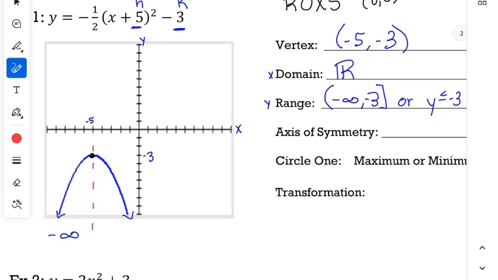Okay, axis of symmetry. Draw a dotted line going down the middle of that parabola, and label it the AOS. Axis of symmetry is x equals something. What value does it go through on the x-axis? Negative 5. And look at our vertex. Negative 5 on the x. So those always are the same. The x value of our vertex and the axis of symmetry are the same.